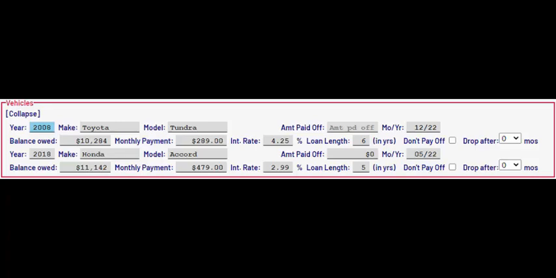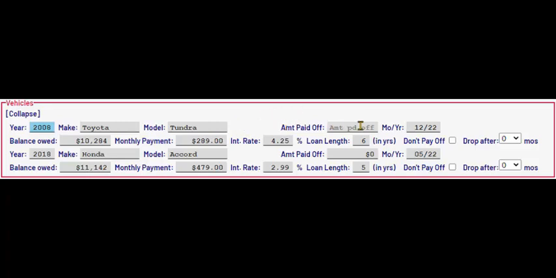Okay, this is the vehicle section, part of the debts. In this section we have a place for two vehicles. We prefer that you fill out all the information available. So we have the year, the make, and the model. It's not necessary that you put those in, but when we are looking at what event is about to trigger, it's really important to have this information in here.